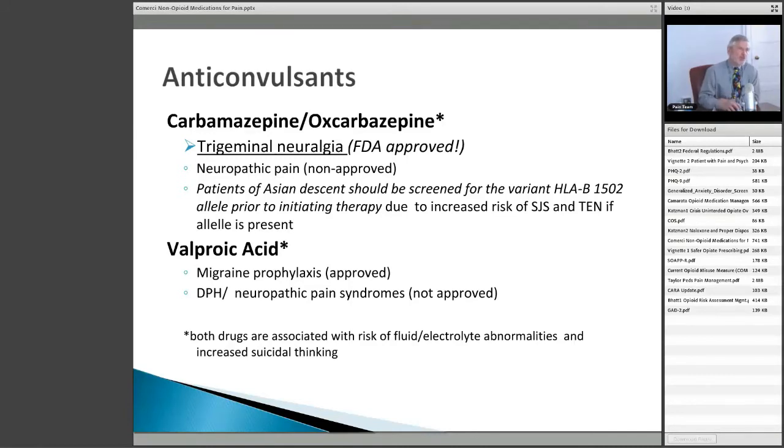Valproic acid, migraine: approved for migraine prophylaxis, good medicine, a little bit tougher to use because of side effects. We'll get into that in a sec. Again, any kind of neuropathic pain, but this is particularly indicated for migraine prophylaxis. This drug, in addition to carbamazepine, can cause fluid and electrolyte problems. So, kind of keep an eye on those electrolytes when you use these drugs.